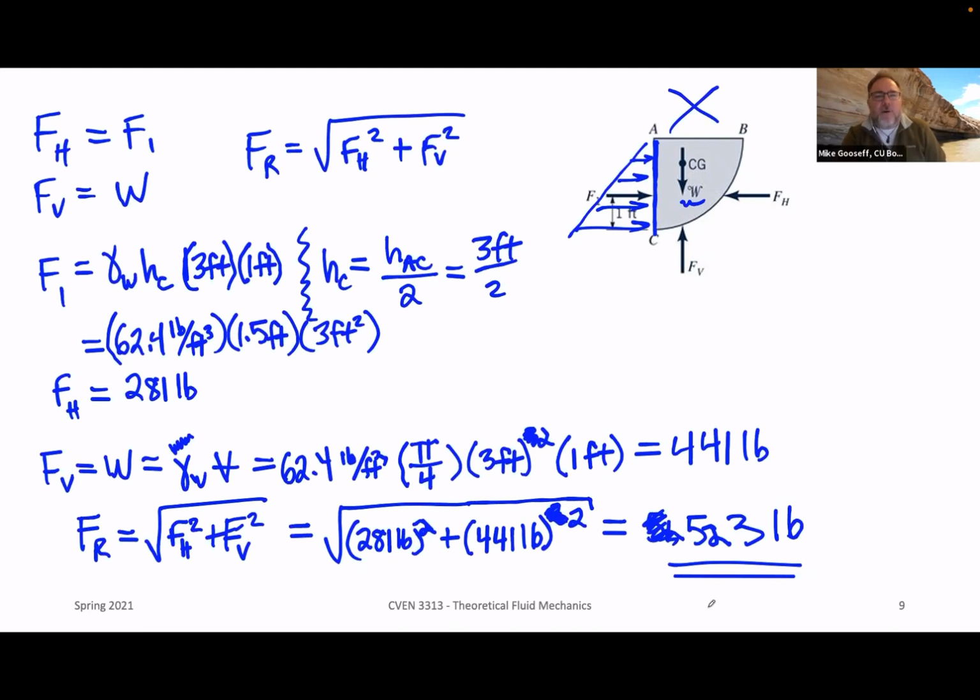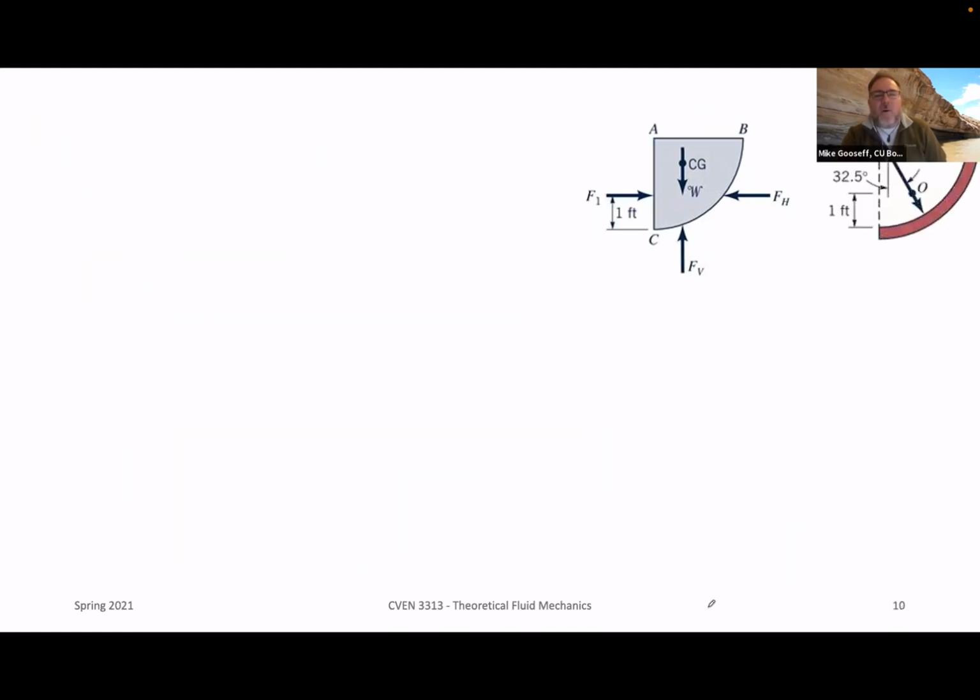Okay, hopefully you've all got that by now. And O would look like this, where O now is going to go through the center of the conduit because it's circular in this case. All right.